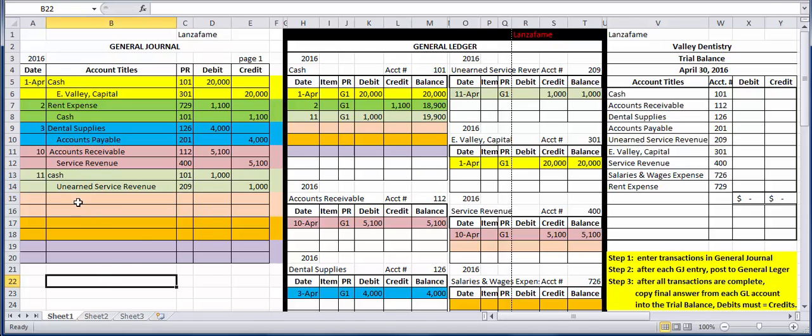Okay, we're now on the 20th. On the 20th it says received $2,100 cash for services performed. So think about this here for a second before I start typing. You did a job and got money. Back on the 10th, you did a job, but you didn't get the money.